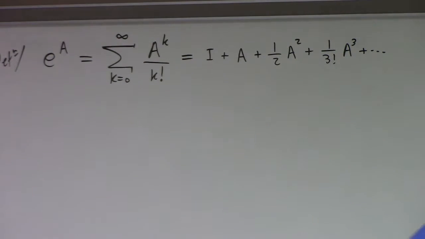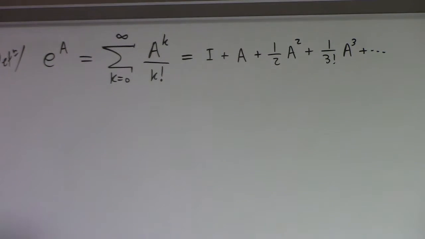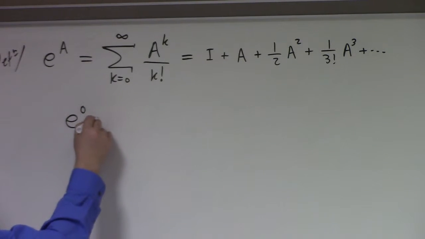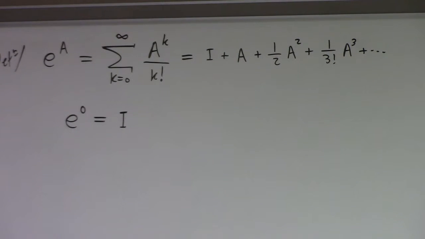You can prove that this series converges for arbitrary matrices. You can give a notion for the convergence of a series of matrices, all right? Don't worry, I'm not going to get into that. But this is the so-called matrix exponential. What are its properties? How about this? e to the 0 is equal to I. Well, that's kind of cool, right?